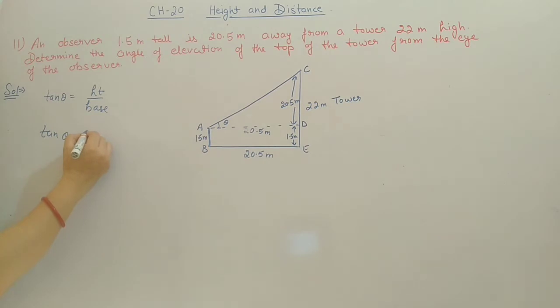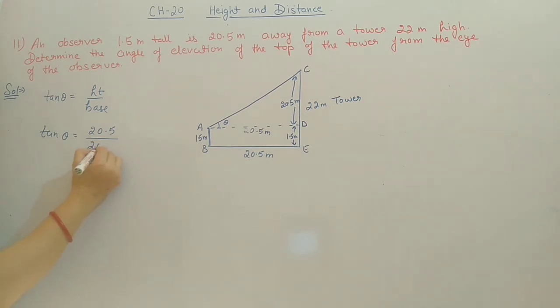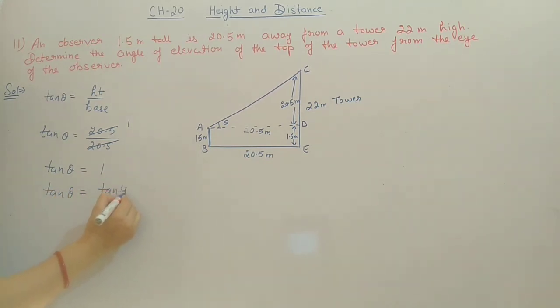So height is here 20.5 and base is also 20.5. So it will cancel out and we will get here 1. So tan theta is equal to 1, and we know the value of tan theta 1 is equal to tan 45 degree. So it means the angle of elevation is here 45 degree.